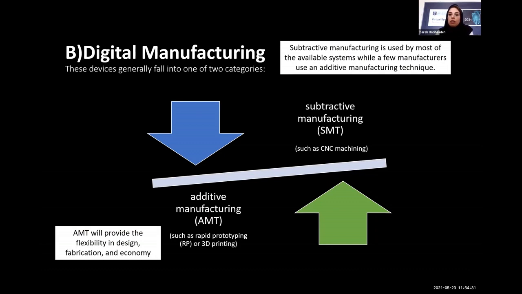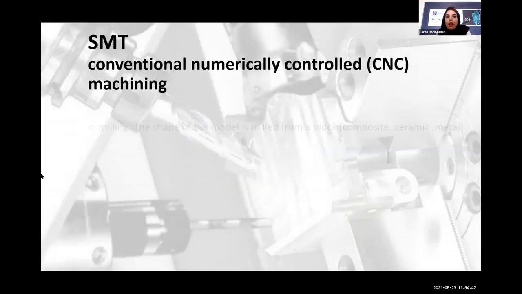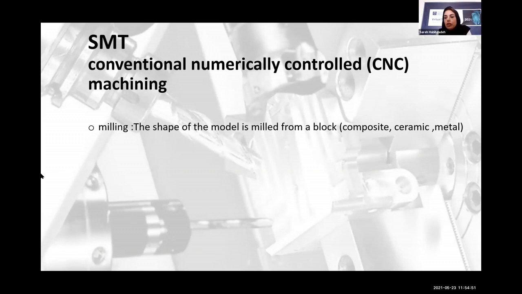Our manufacturing devices also fall into 2 categories. We have SMT, or subtractive manufacturing. I'm sure my colleagues have spoken about these. And we also have additive manufacturing, or AMT. We can provide our complete dentures digitally with both of these techniques. SMT has long been in dentistry. With these devices, we mill the shape of the restoration from a block, which can be a composite block, a ceramic block, or a metal block. And in the case of complete dentures, it's going to be a pre-polymerized PMMA block.